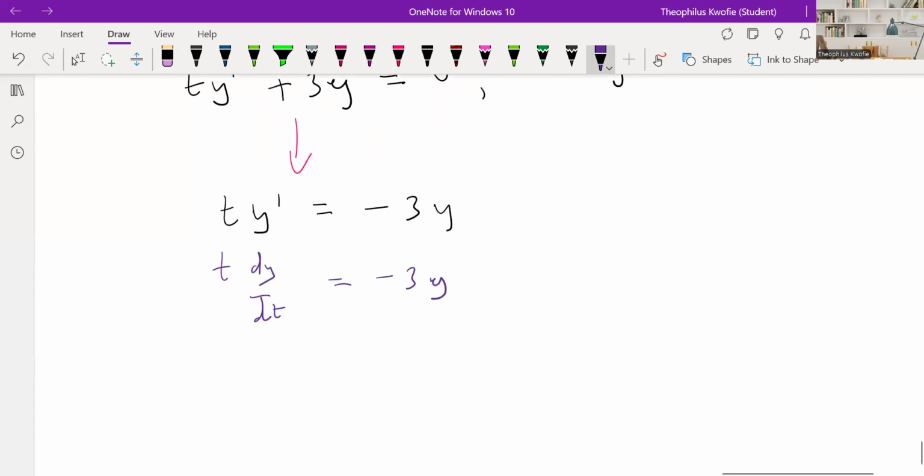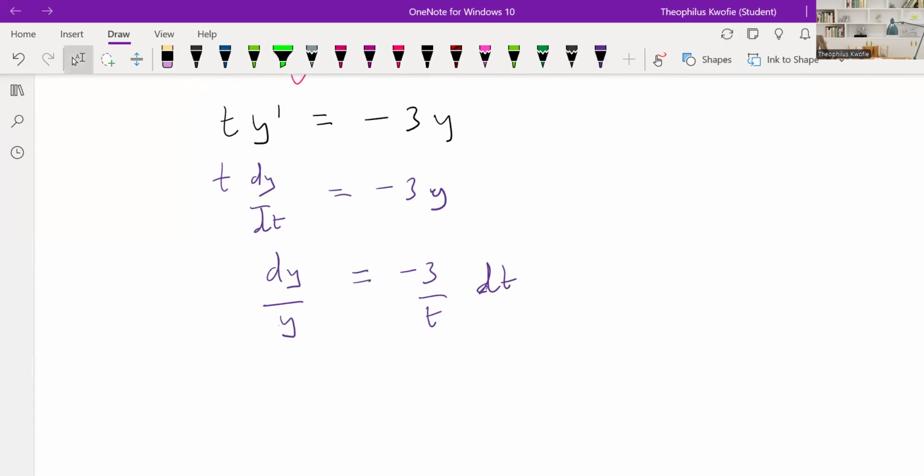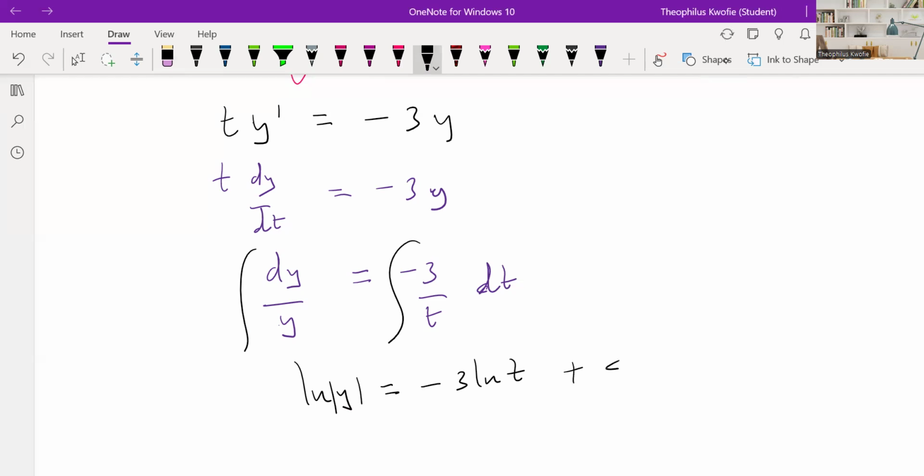Then with this one, it means that dy on y is equal to minus 3 on t dt. Now I can just integrate both sides. By doing so, I'm going to have the natural log of y equal to minus 3 natural log of t, plus some constant.